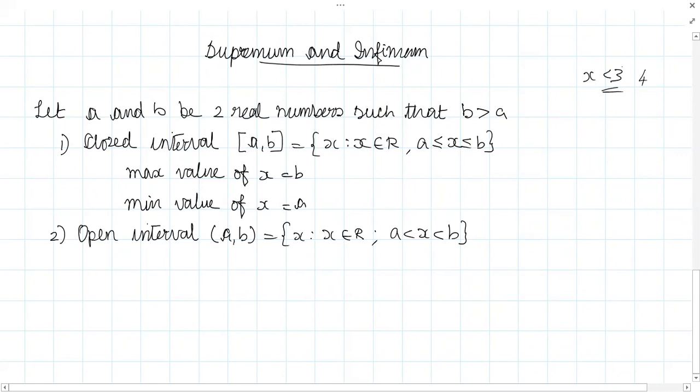Upper bound can be anything starting from 3 onwards. So 3 is the least upper bound. In this case, we cannot define the maximum value precisely, so we define what is called the least upper bound.